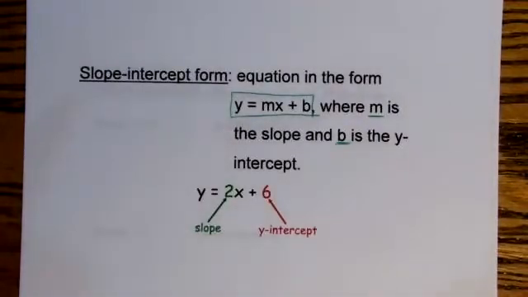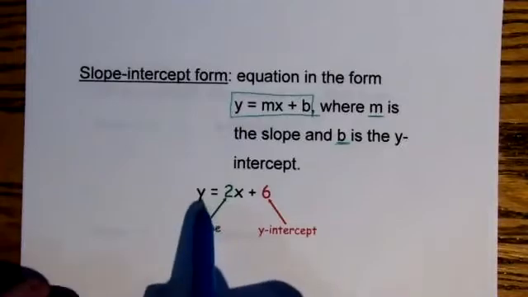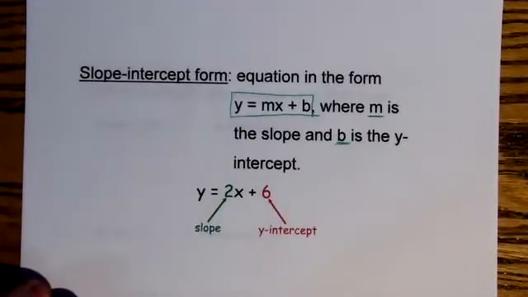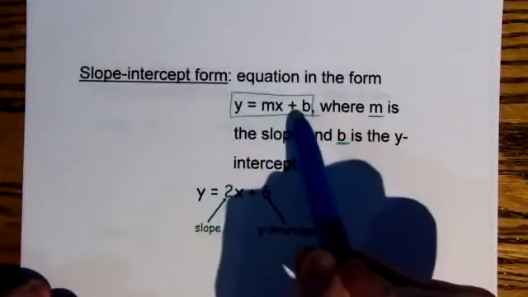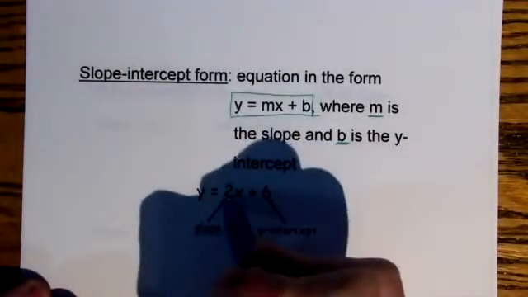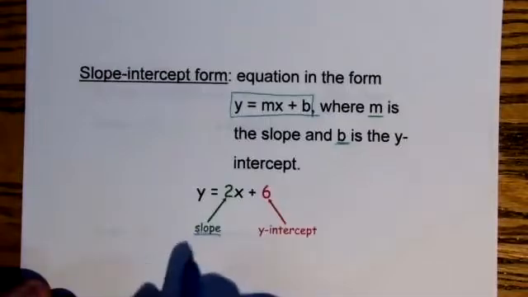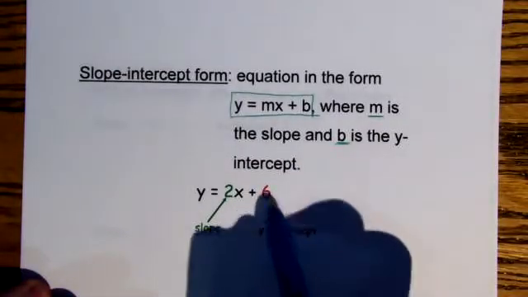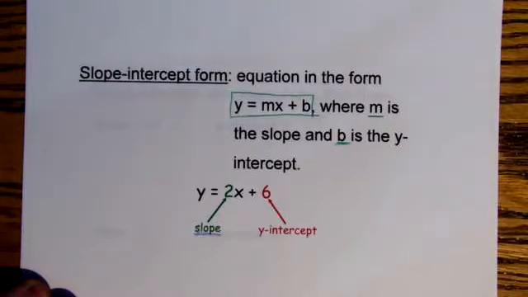And this is why. This equation right here, y equals 2x plus 6, is in the form y equals mx plus b. This is slope-intercept form because 2 is in the m value, so 2 is your slope, and 6 is in the b value, so 6 is your y-intercept.